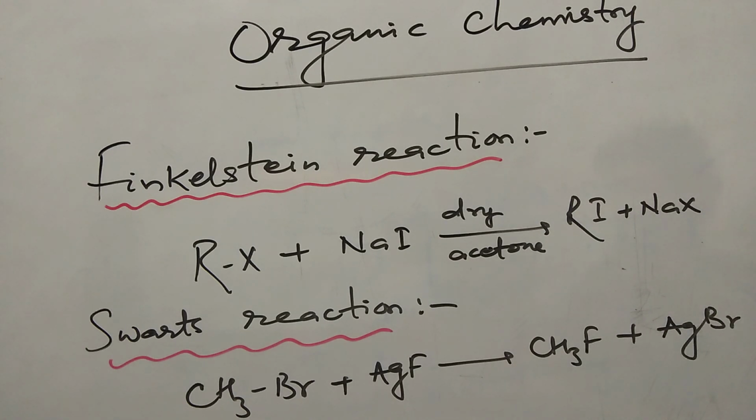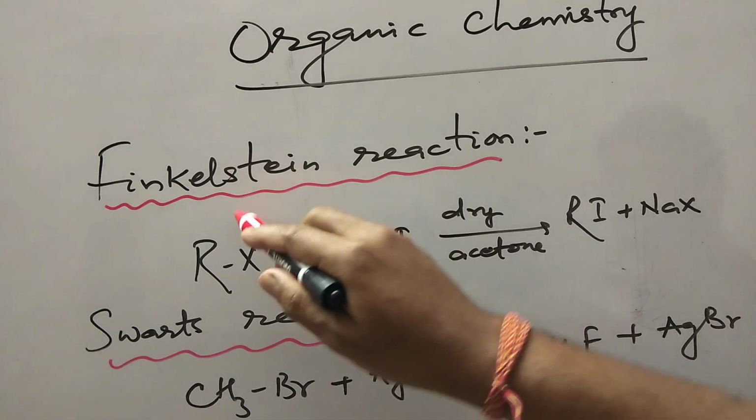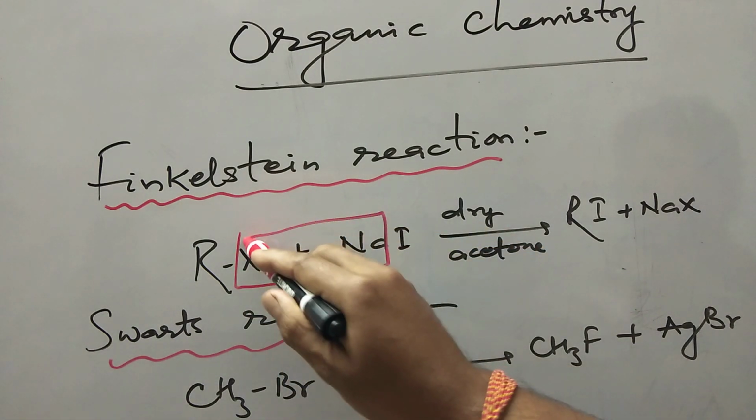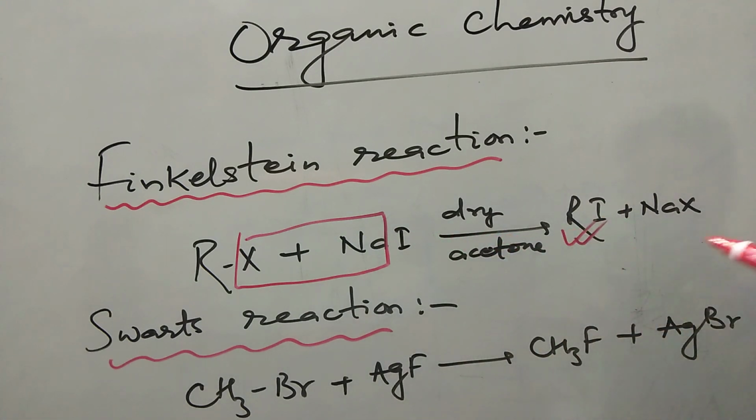When alkyl halide is treated with sodium iodide in presence of dry acetone, it forms iodoalkane. The use of dry acetone is to precipitate the sodium halide formed and take the reaction in the forward direction according to Le Chatelier's principle. So when alkyl halide is treated with sodium iodide, the X and Na are removed, alkyl iodide is formed, and dry acetone precipitates the sodium halide formed here. So this reaction is called the Finkelstein reaction.